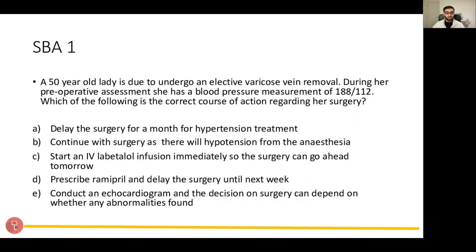So let's start with this first SBA now. I'll give you guys a couple of minutes just to have a think and fill in the poll.